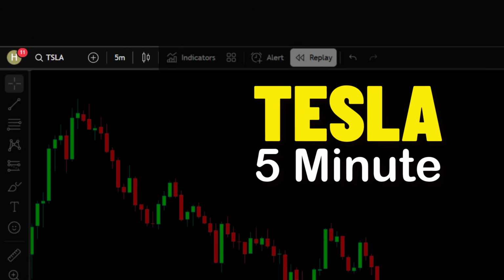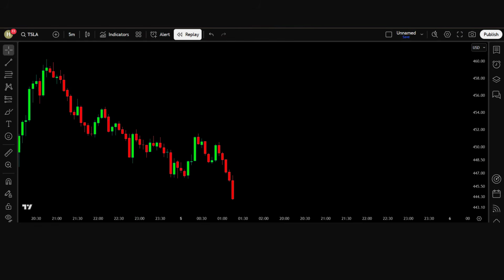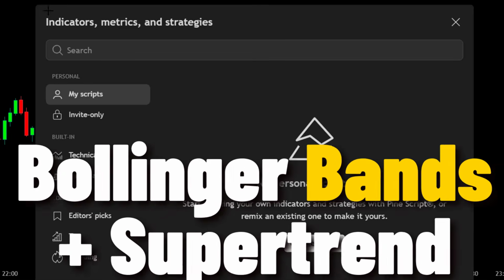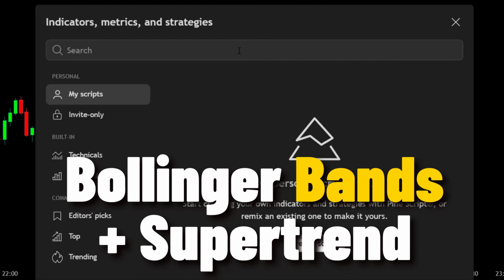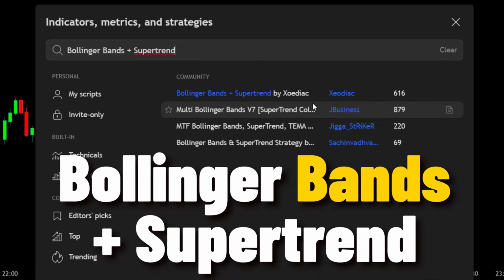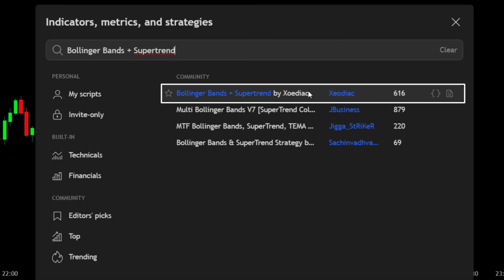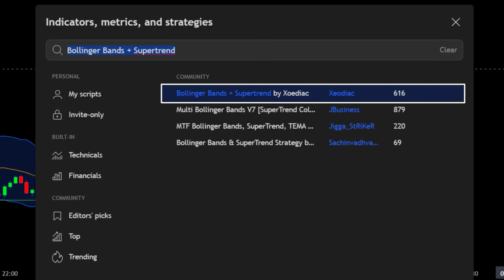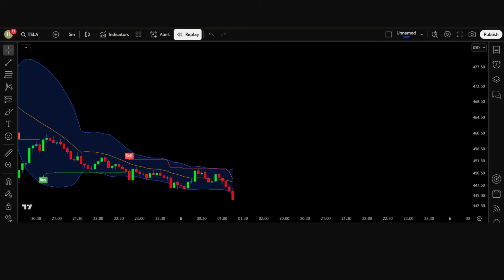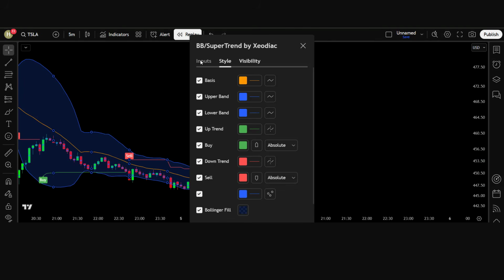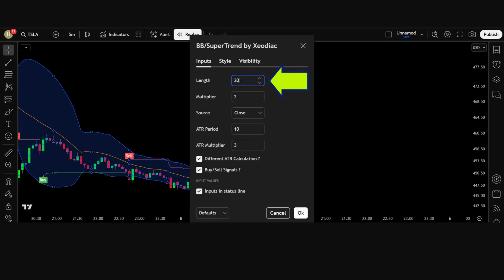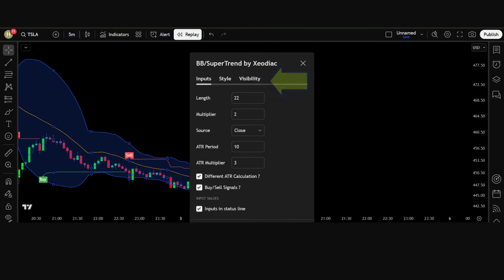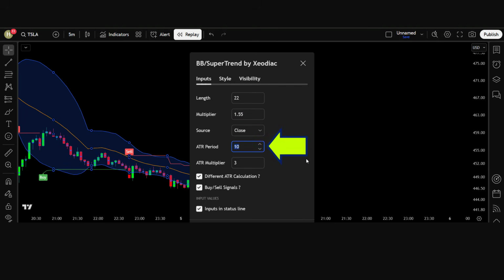Open your chart. We're using Tesla 5-min time frame. Go to Indicators. Search Bollinger Bands plus SuperTrend. Add it to the chart. Adjust the settings. Now go to the Inputs tab. Set length 22 to 20. Multiplier 1.55 to 2. ATR period 5 to 10. ATR multiplier 3.7 to 3.